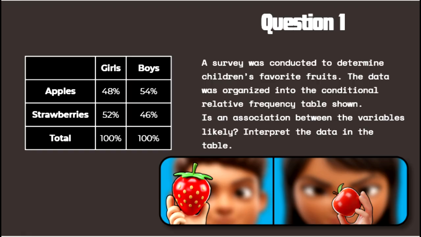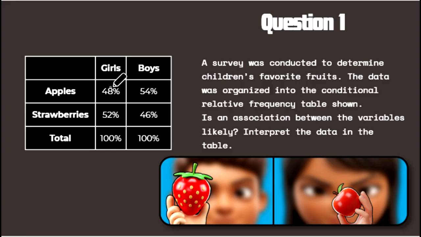Here's question number 1. This is all you. A survey was conducted to determine children's favorite fruits. The data was organized into the conditional relative frequency tables shown. Is an association between the variables likely? Interpret the data in the table. So pause it, figure it out, come back.